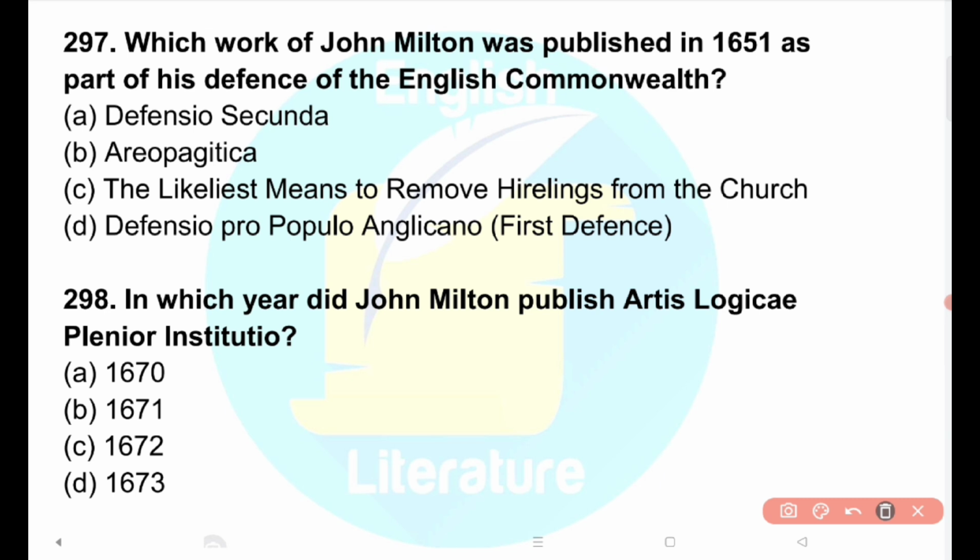In which year did John Milton publish Artis Logicae Plenior Institutio? Option C, 1672.